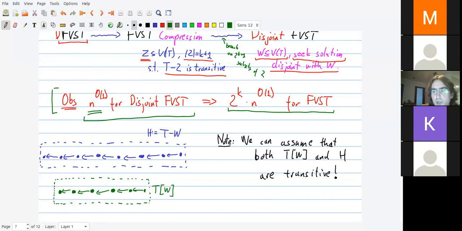Good, is this clear? Are there any questions? Can you put plus ones if this is clear?